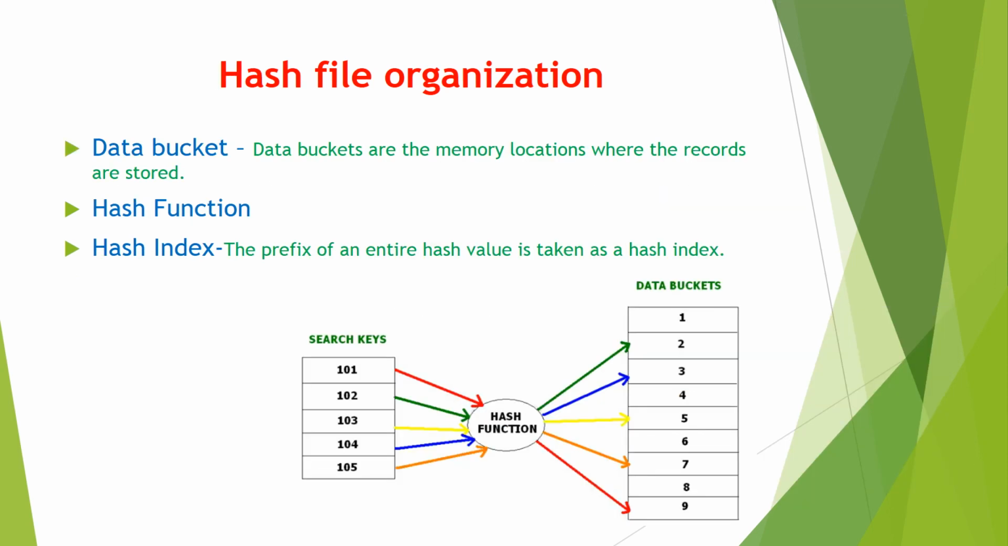The last type is hash file organization. So in this hash file organization, the hash function is used to calculate the address of a record. It uses the value of an attribute or set of attributes as an input. It gives the location where the record can be stored.